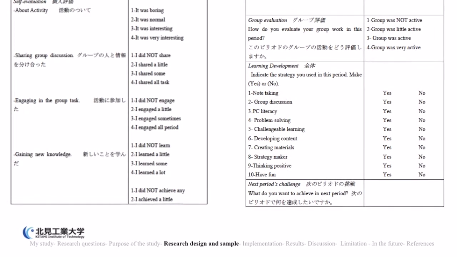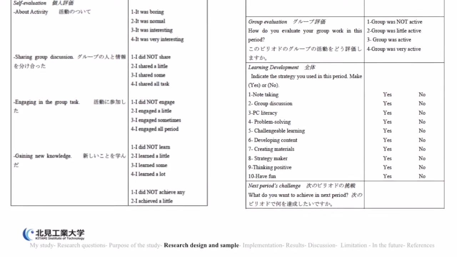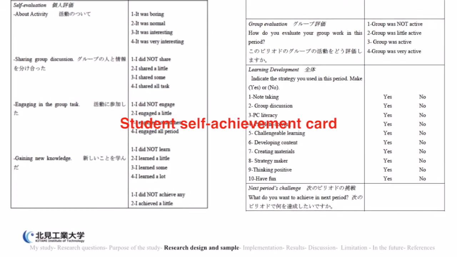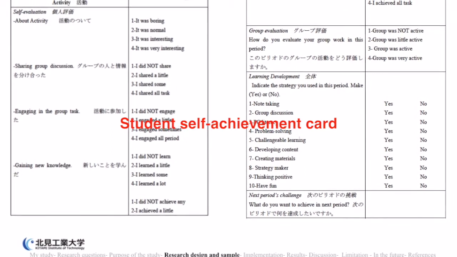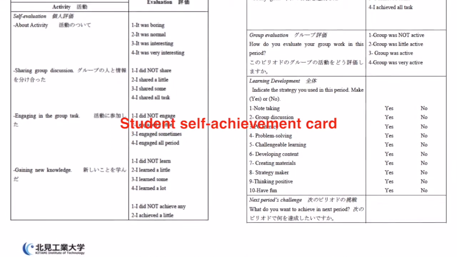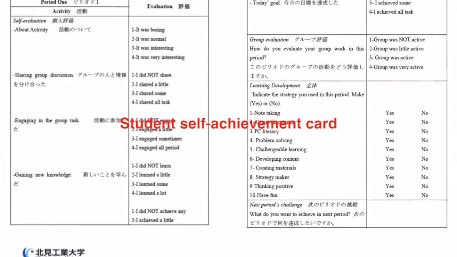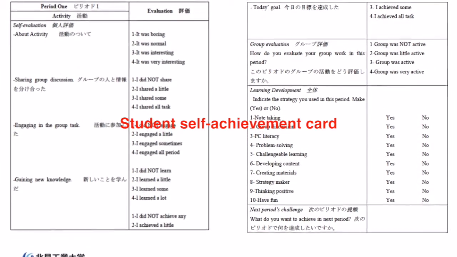In order to provide a follow-up self-development process, a student self-achievement card per period was used. Students were asked to fill in this card at the end of each period of study process.